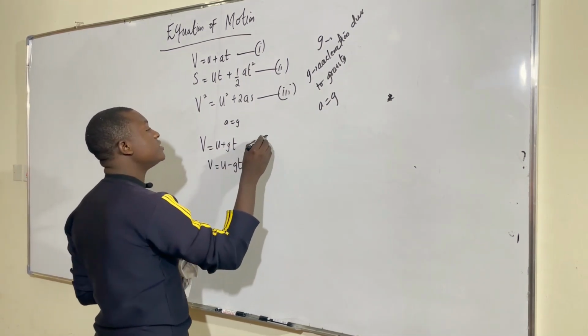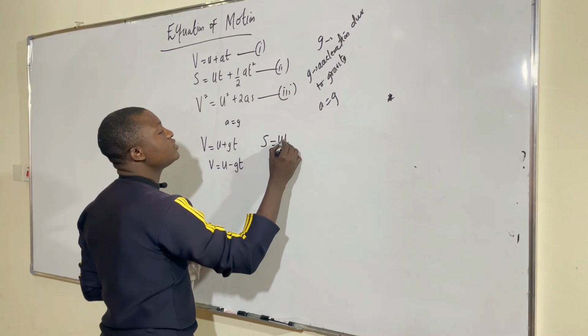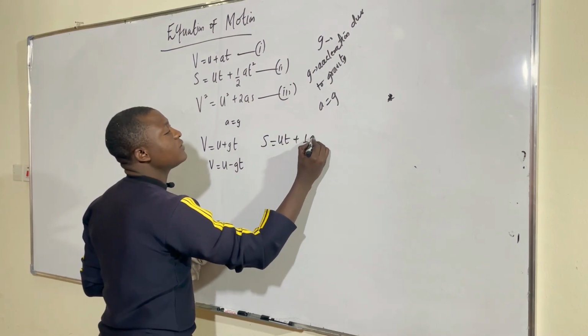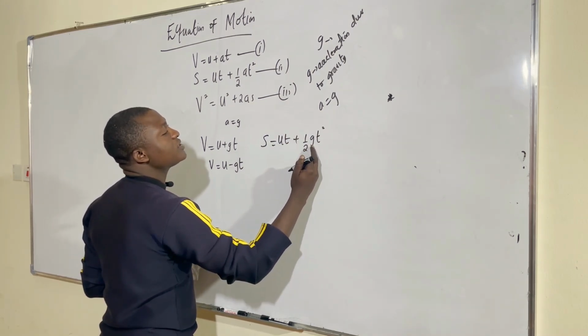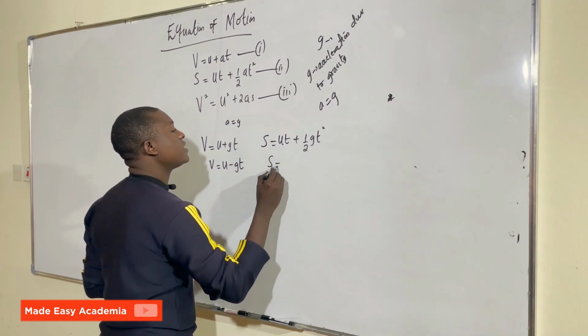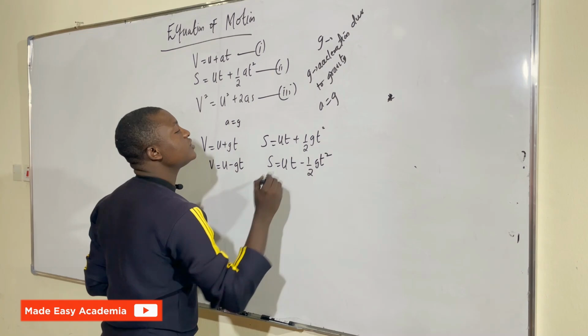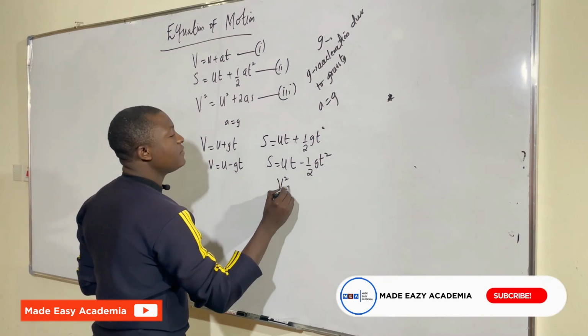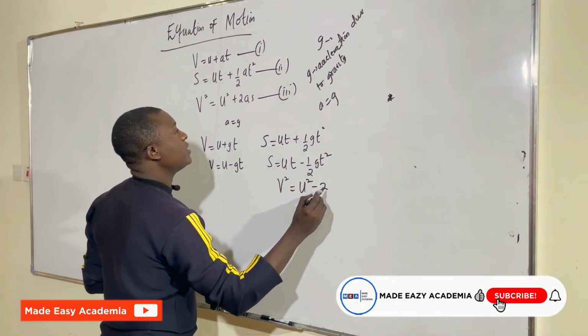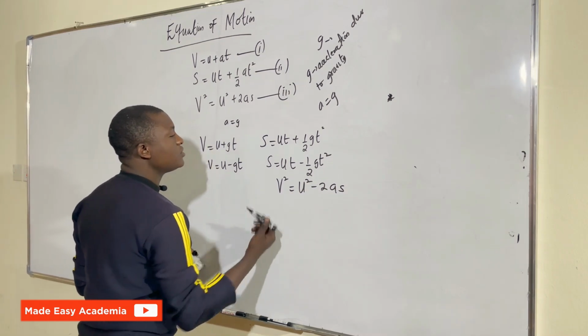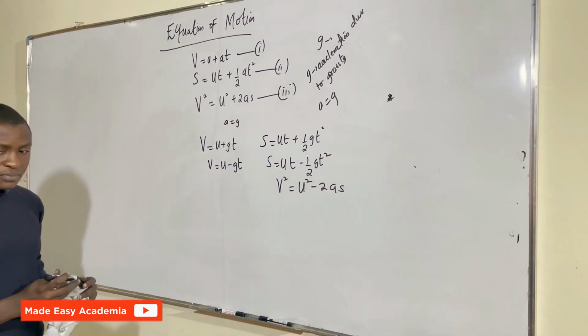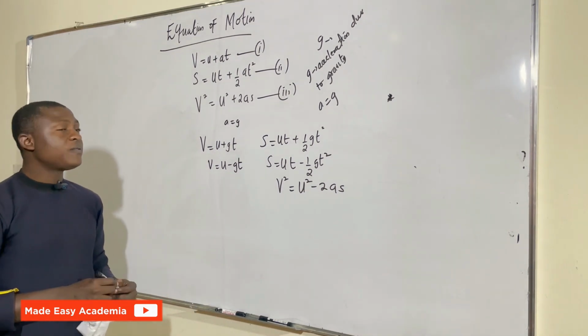Even in the second condition, we have x is equal to ut plus, we can have it as 1 over 2 gt squared. And for the case where g is negative, we have x is equal to ut minus 1 over 2 gt squared. And for the third one as well, I have v squared is equal to u squared minus 2gs. Those are the conditions that we need to follow in some problems. You just have to follow the three conditions.